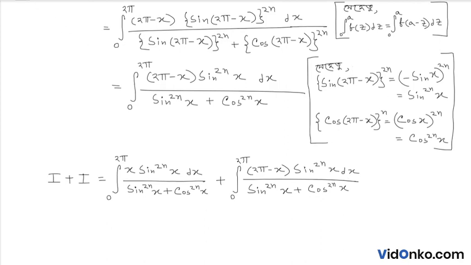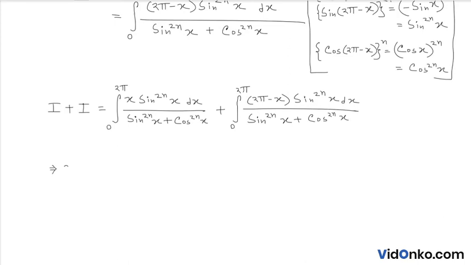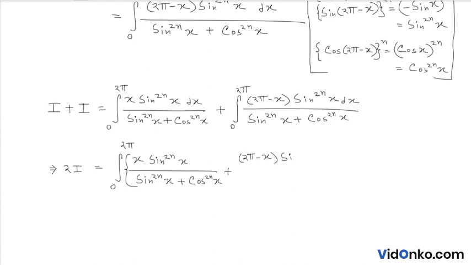তাহলে আমরা এখানে কী লিখতে পারি? 2I equal to integration 0 to 2 pi x sin to the power 2n x by sin to the power 2n x plus cos to the power 2n x plus 2 pi minus x into sin to the power 2n x by sin to the power 2n x plus cos to the power 2n x dx। তাহলে আমরা নেক্সট স্টেপে কী লিখতে পারি?